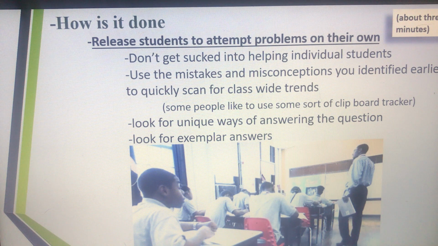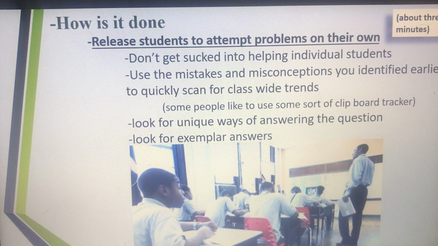The other big thing I'm looking for is did kids come up with a unique way of answering the question, right? Maybe instead of distributing, you can actually solve a problem where there's parentheses by dividing by that number that's outside the parentheses on both sides of the equation, right? So did somebody come up with a unique way of answering that question as well?